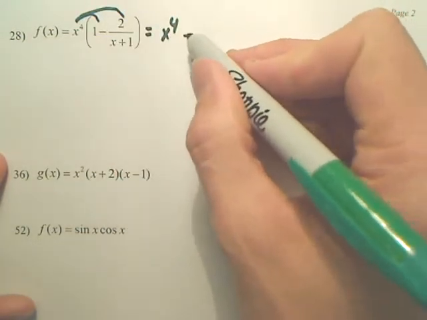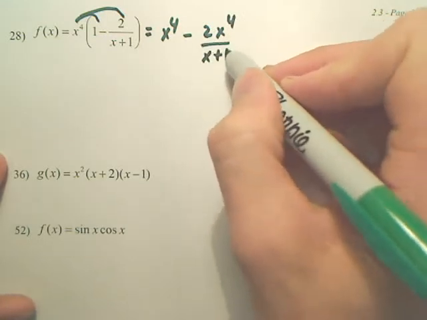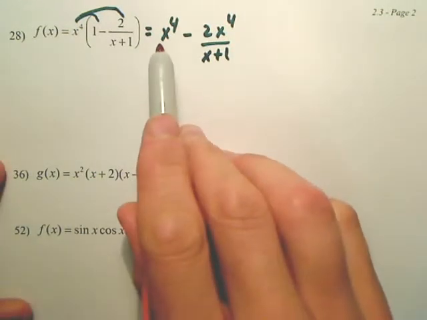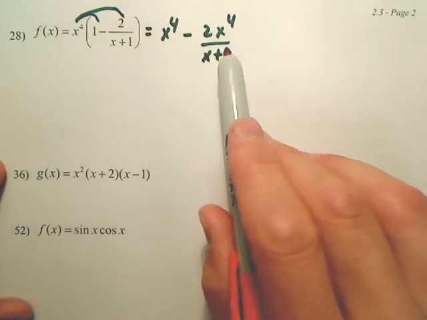You get x to the fourth minus 2x to the fourth over x plus 1. Does that look a little bit easier to the eye? Now, can I just derive that by itself? And then this piece, could I use product rule? No, not product rule, quotient rule. Okay.